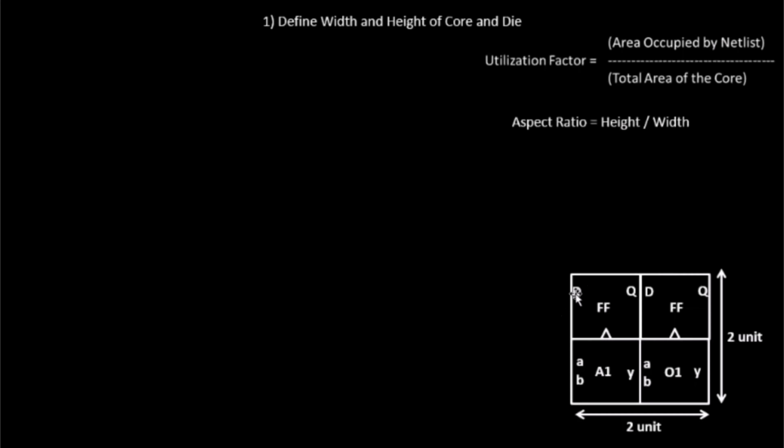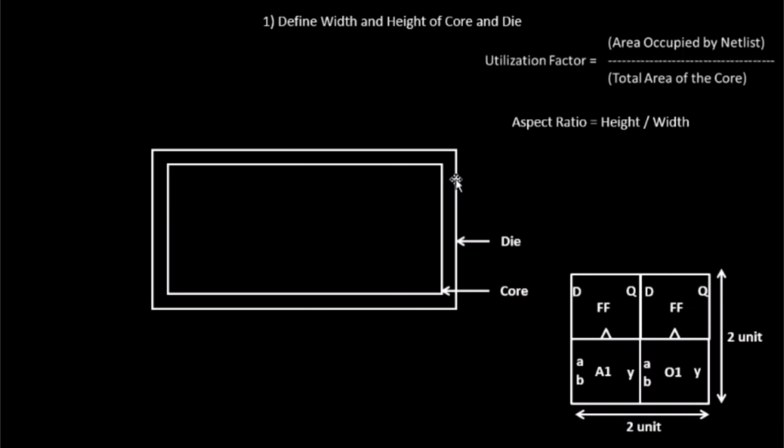We have the same netlist with 2 unit as the length and 2 unit as the height, and now the core and the die look something like this. So this is your core, and let's see the dimensions of the core. The height of the core is 2 unit, the width of the core is 4 unit. Now we place this particular logic inside this.